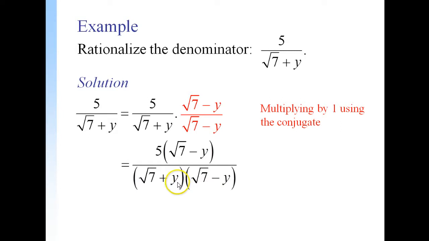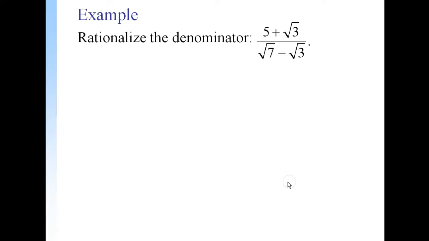Again, the setup of it, and then finally when it's FOILed. And keep in mind, when you have a radical times a radical, it just becomes the radicand. Or you can take it to 49. Square root of 49 is 7. Okay, let's rationalize this one.